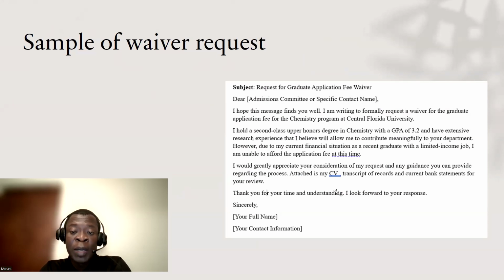Okay, then maybe: Dear Admission Committee, I hope this email finds you well. I am writing to formally request a waiver for the graduate application fee for the chemistry program at Central Florida University. I hold, so now I want to tell them a little bit about yourself. I hold a second class upper honors degree in chemistry with a GPA of 2.3. I have extensive research experience, and I believe it will allow me to contribute meaningfully to your department.